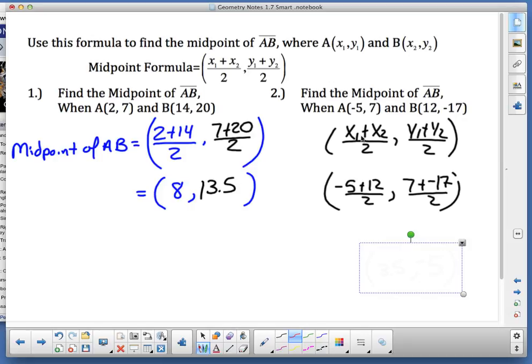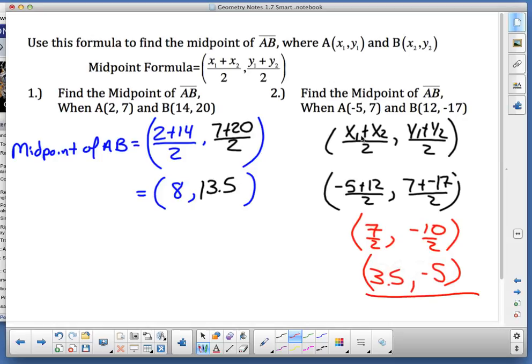So now I've got -5 plus 12, which is 7, divided by 2. I got 7 plus -17, which is -10, divided by 2. To finish it off, I got 3.5 and -5. So that's my midpoint. Sometimes we'll even call it M, okay? Are there any questions?